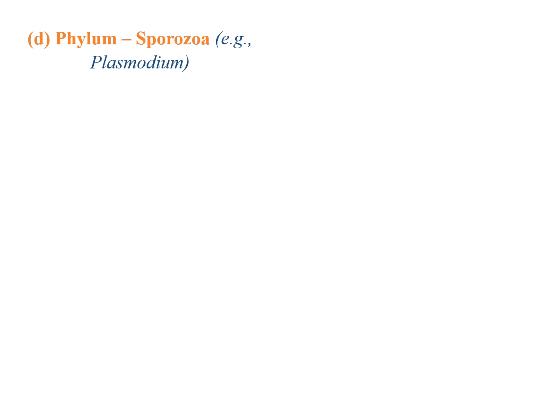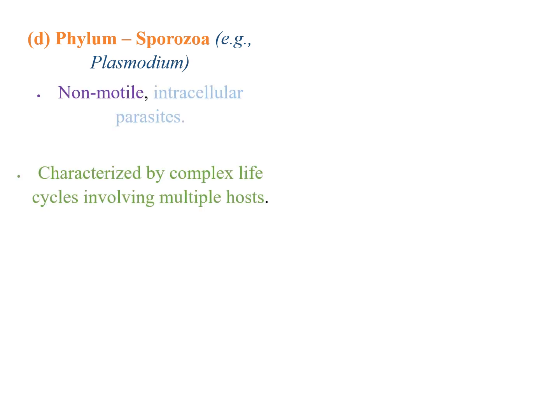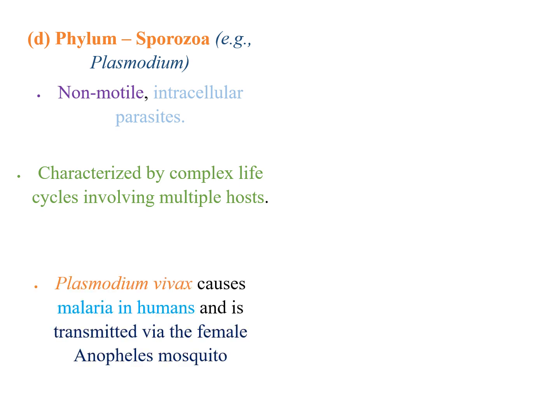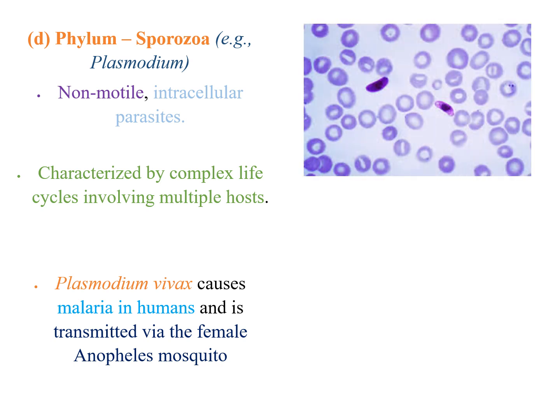Now, in animal-like Protista, the fourth major group is Sporozoa, Plasmodium, non-motile intracellular parasites, characterized by a complex life cycle involving multiple hosts. Plasmodium vivax causes malaria in humans and is transmitted by the female Anopheles mosquito. Here it is, the Plasmodium, and this is the WBC cell.